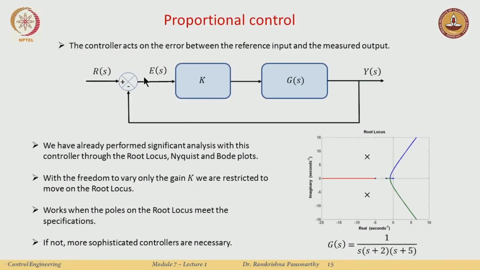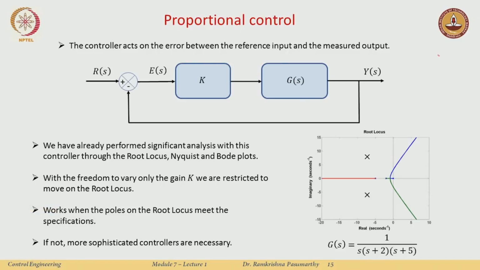So, again I have an R of S, the G of S is the plant and my controller is just a proportional controller. As usual this is my reference signal, this is my output, there is a certain error and then the controller is supposed to adjust itself based on the error and so on. So, the first question is: when will a proportional controller work? The steps we usually do here are the following.